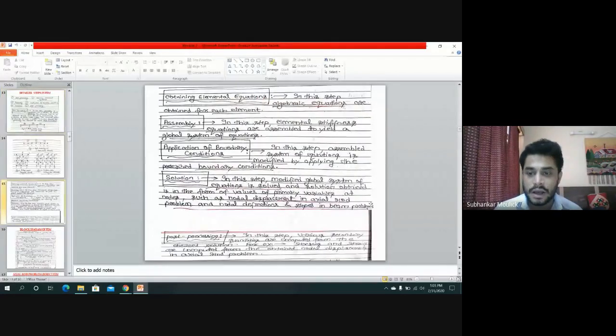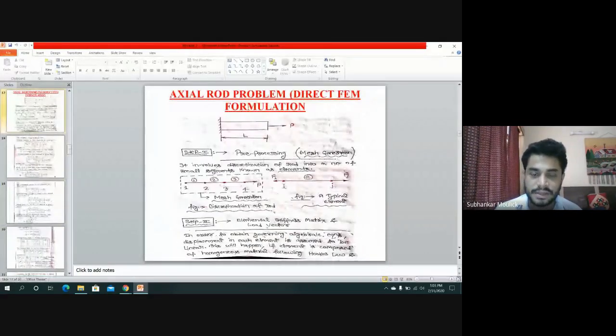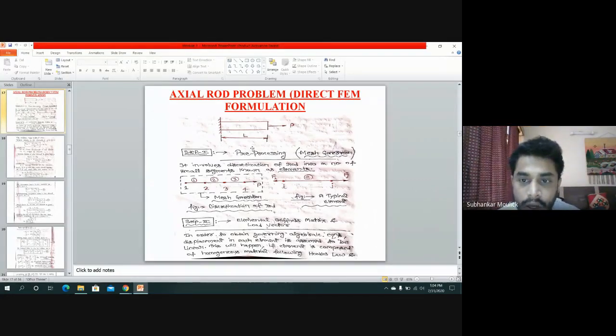In the last class, I was discussing one problem. I have taken the problem of an axial rod, in which load P has been applied along the x direction. Then, by FEM, how to solve these problems.